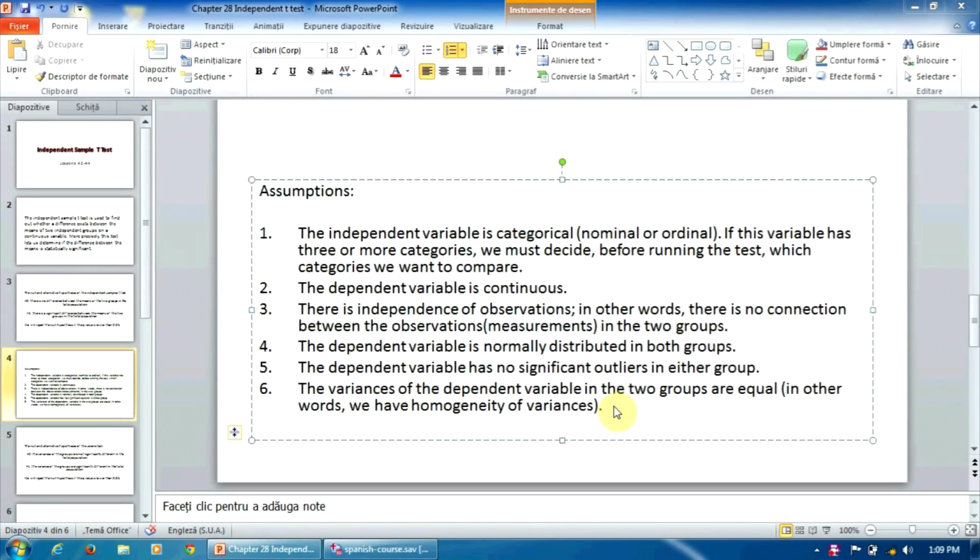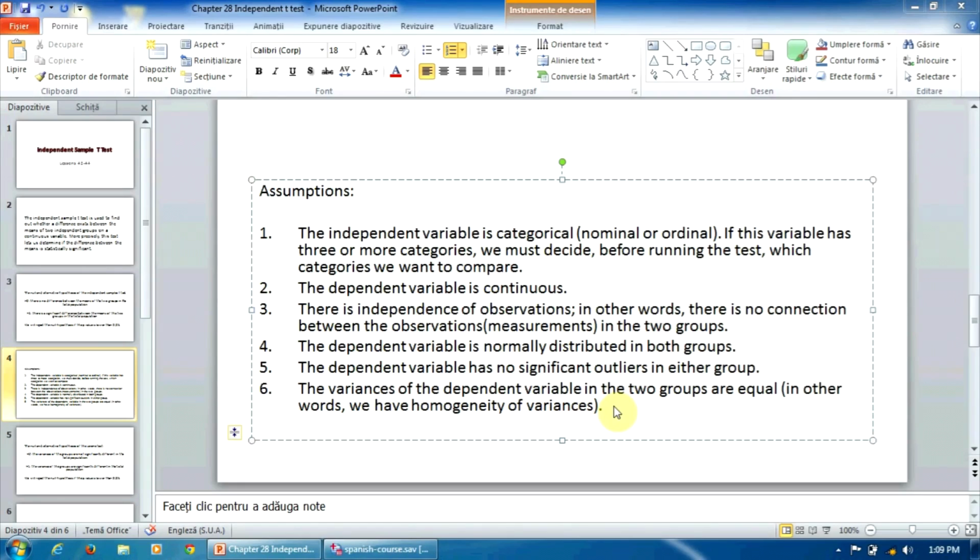There is independence of observations. In other words, there is no connection between the observations or measurements in the two groups. Each sample unit must belong to one group and only one, and the units in the two groups should be totally unrelated. Moreover, the members of the first group cannot influence the members of the second group, and vice versa.